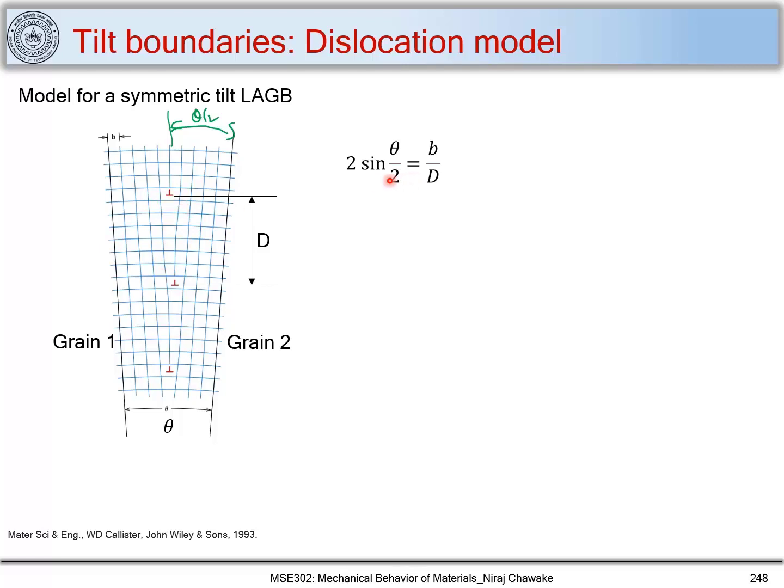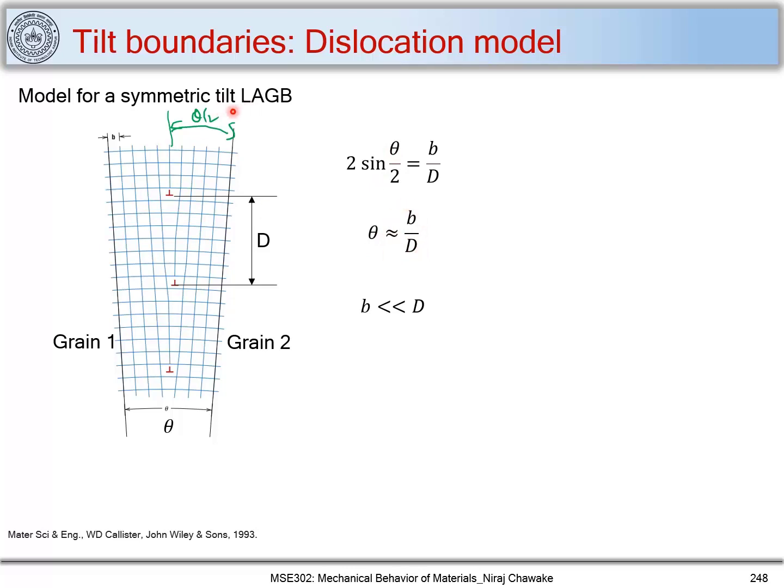And now if you consider theta to be very small, you can write sine theta by 2 is equal to theta by 2, and thus we can get theta is equal to b upon d. Or in other words, this b, which is the Burgers vector, is much smaller than the spacing between these two dislocations, and thus theta will be much smaller, and you can write that theta is approximately equal to b upon d.